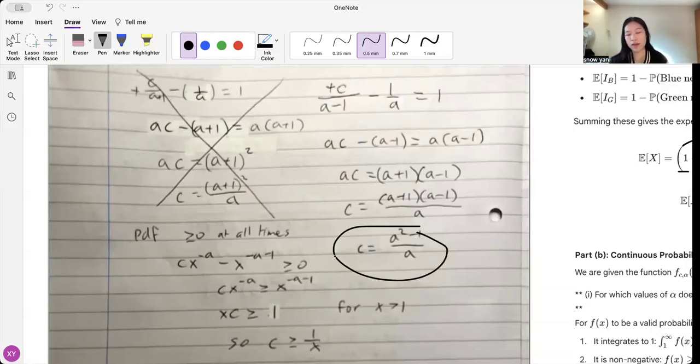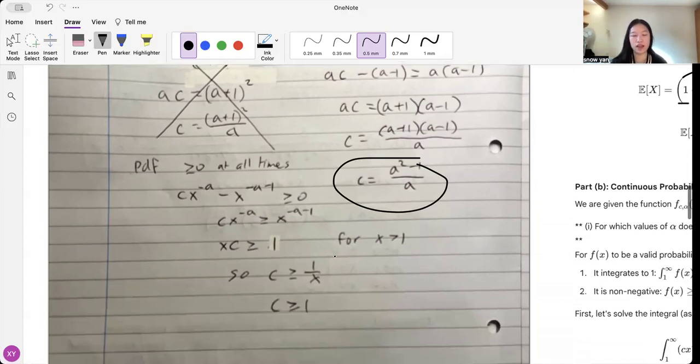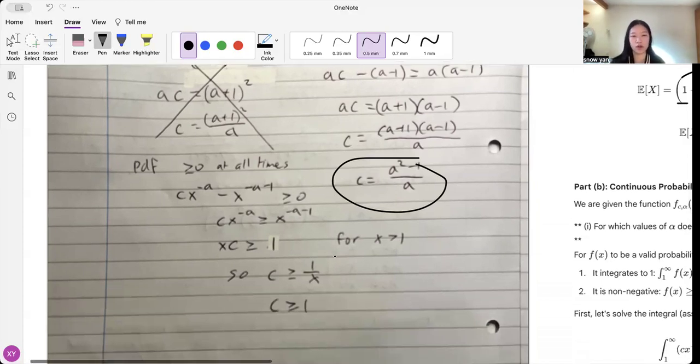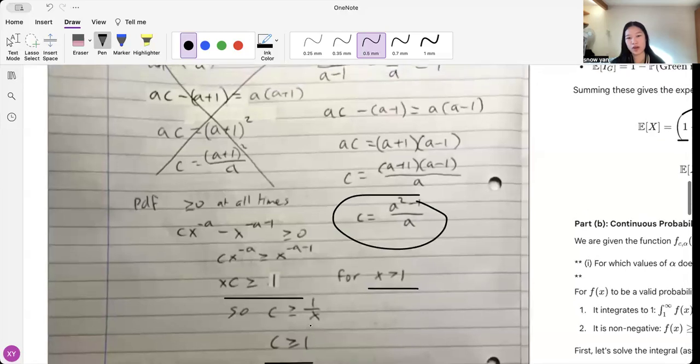And then next, I used my condition of the PDF that it has to always be greater than or equal to 0. So now I just put in this greater than or equal to 0. So then I got x over x times c has to be greater than or equal to 1 for all x greater than 1. So then my c is greater than this, so c has to be greater than or equal to 1. And I stopped here because I thought I was done.